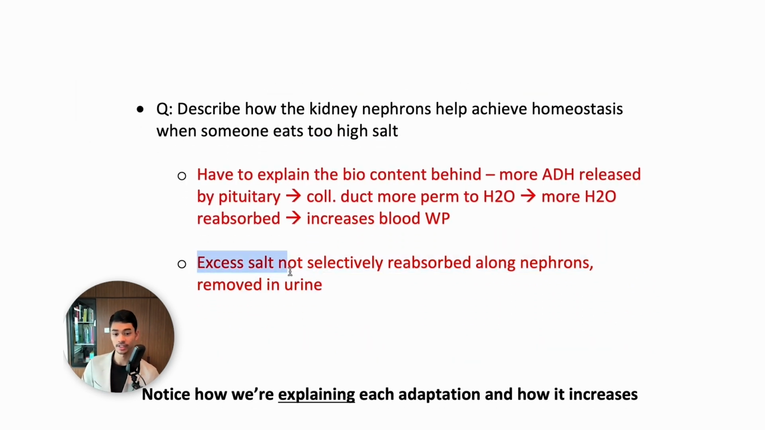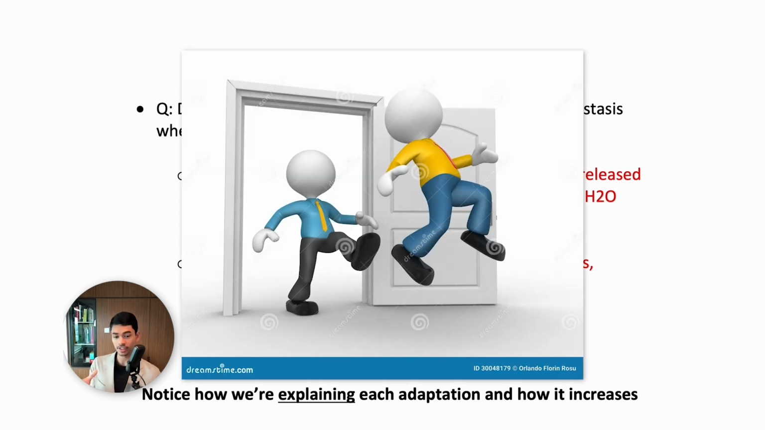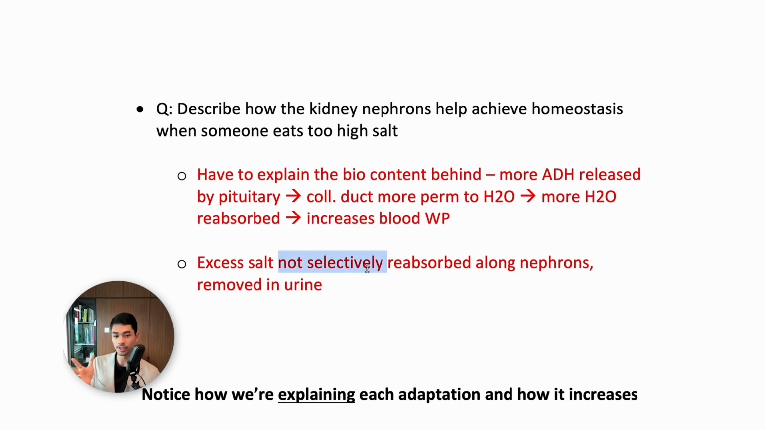Then we talk about the excess salt. How we explain how this is kicked out of the body because there's too much. So how we kick it out is we don't selectively reabsorb it. Because after ultrafiltration, everything's pushed out, right? Or almost everything's pushed out. Then we just don't take it back in. The excess, we just leave it there. Then it becomes part of urine and then bye, it goes out when you pee.